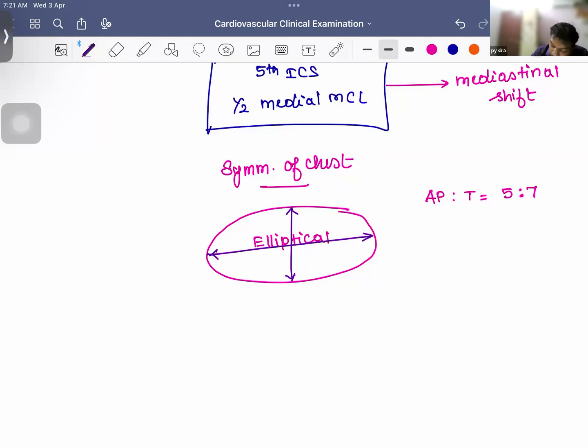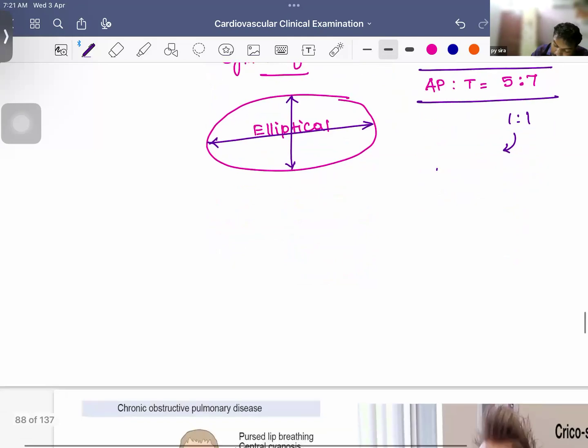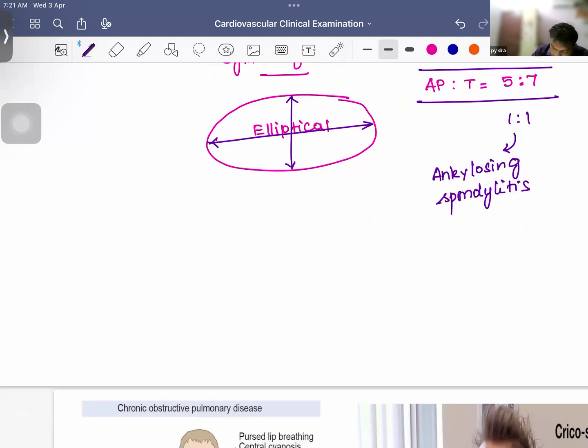Whenever there is a change here, for example, it becomes 1:1, then it means the patient is having ankylosing spondylitis. It can also be seen in emphysema.